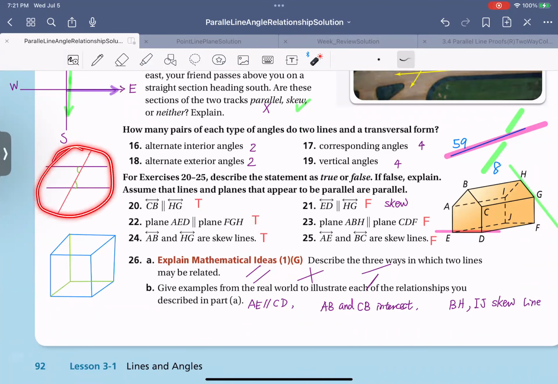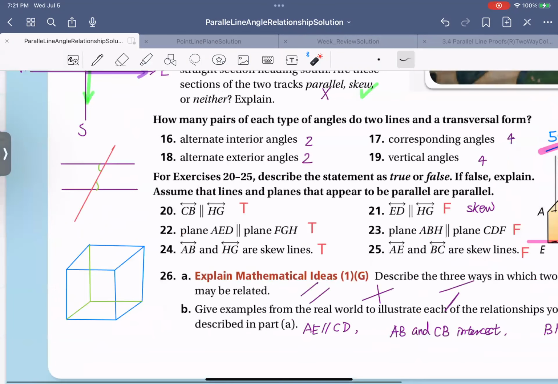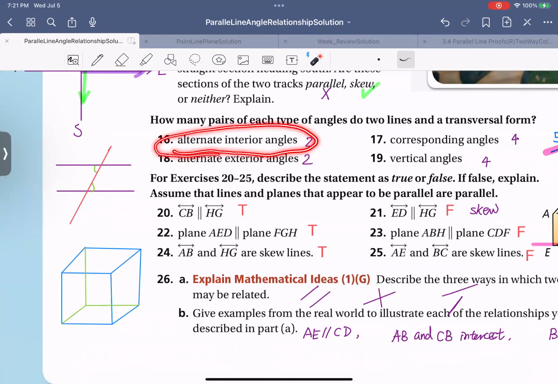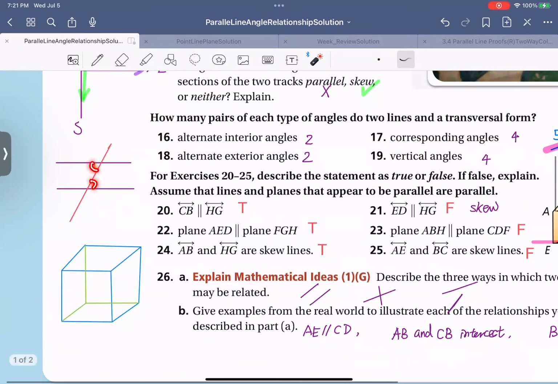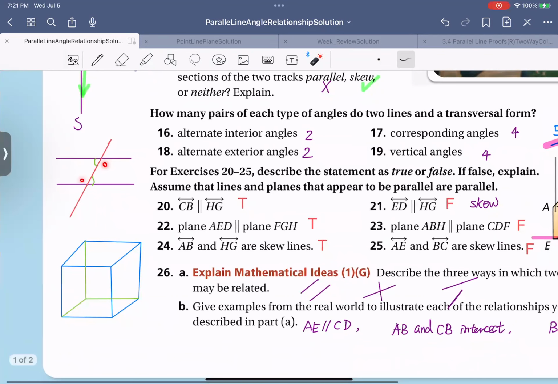Look at this figure. This is two parallel lines, and you have this additional line. We call this a transversal, okay? And then look at this. How many pairs of alternate interior angles are there? This is the first pair of alternate interior angles. This is the second pair. So there are two pairs.